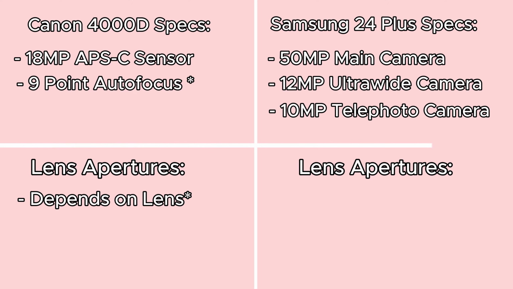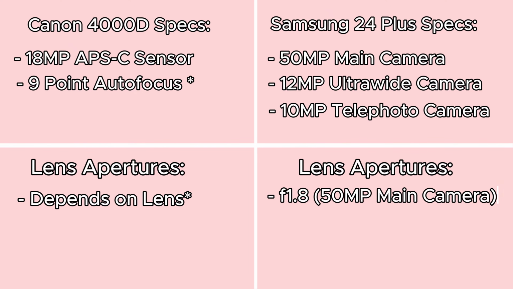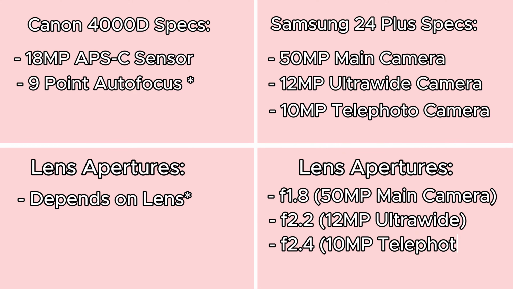In terms of aperture, you have f1.8 on the main camera, f2.2 on the ultra wide, and f2.4 on the telephoto. If you're not sure what aperture is, it's essentially how much light the lens will let in, which is what kind of dictates this nice blurry background which you'll get.